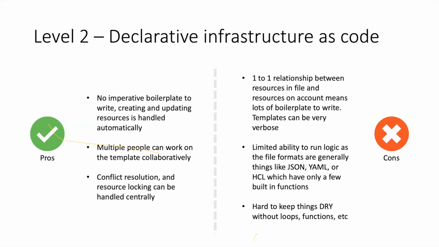The first downside is that there's a one-to-one relationship between writing a chunk of file which describes the resource and a resource on your account. So it turns into a lot of description to write. In many cases, these templates can end up being thousands of lines long as you describe a full list of every single thing you need to create on your AWS account.